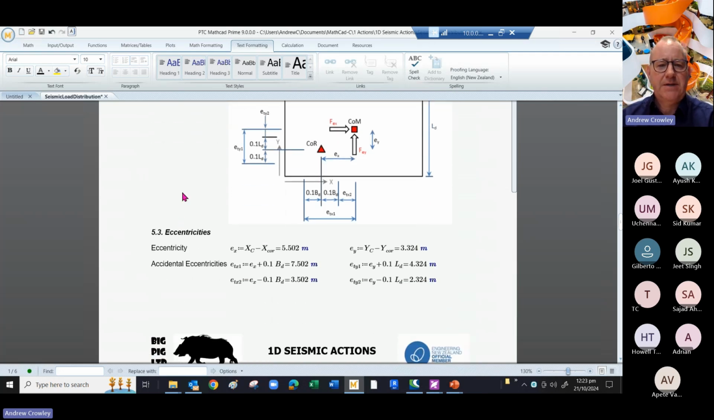Then we can tot up the eccentricities and apply the accidental eccentricities. So here is our inherent eccentricity, but here we're adding our accidental eccentricity as 10% of the dimension in that direction.